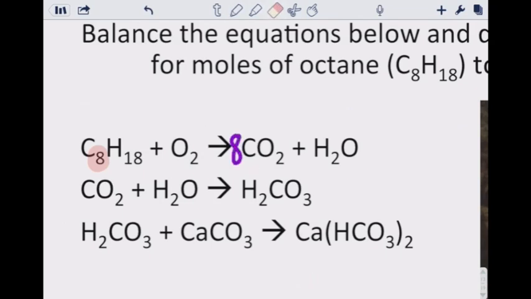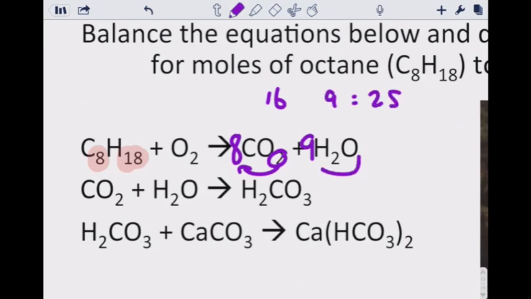Okay? And then we look at our hydrogens right here. We see we need 18, so 18 divided by 2 is 9, or you can think 2 times 9 is 18. Then, since our carbon and hydrogens are balanced, we look at our oxygens. We have 2 times 8, which gives us 16 oxygens, and 1 times 9 gives us 9, for a total of 25.